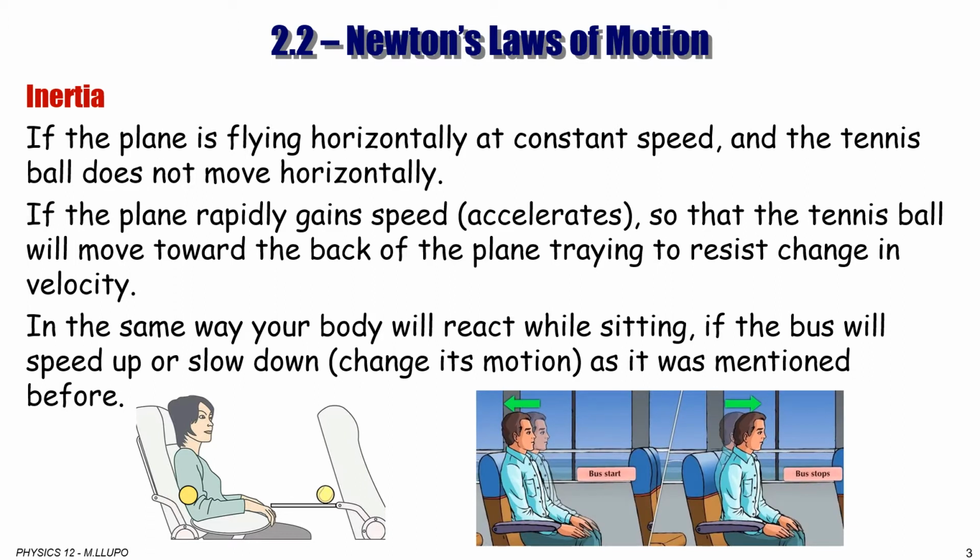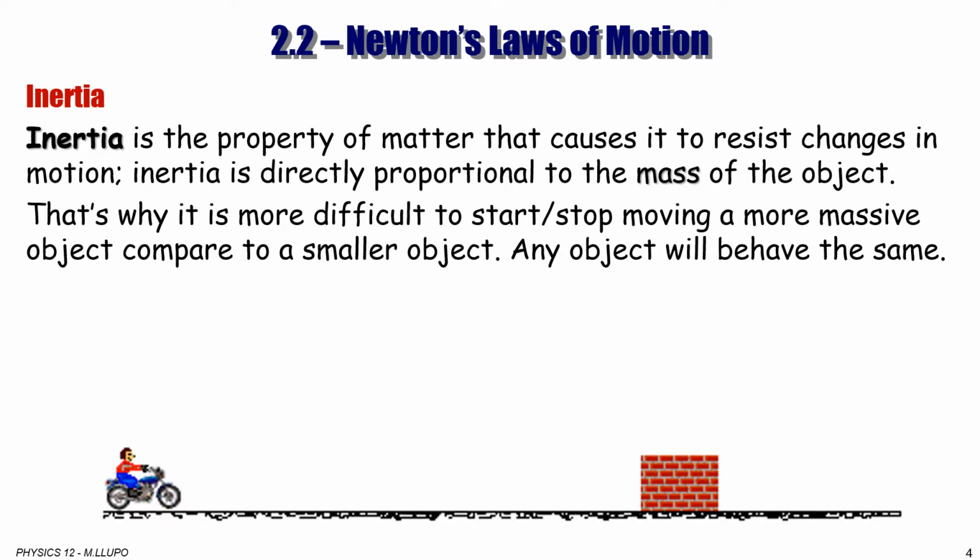So that's why your head is actually leaning backward if the bus starts accelerating forward, or your head is leaning forward if the bus is stopping, so it's slowing down. And this happens all because of inertia. Inertia is a property of matter that causes it to resist changes in motion. Inertia is directly proportional to the mass of the object, and that's why it is more difficult to start or stop moving a more massive object compared to a smaller object.